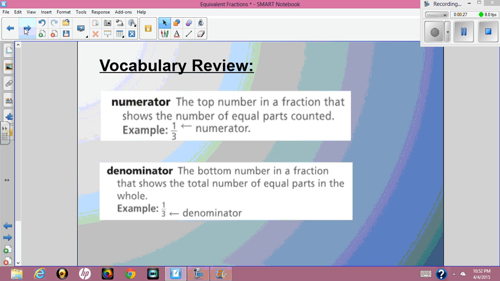To review some information that we are familiar with, just a good review. A numerator is the top number in a fraction that shows the number of equal parts counted. The denominator is the bottom number in a fraction that shows the total number of equal parts in the whole.